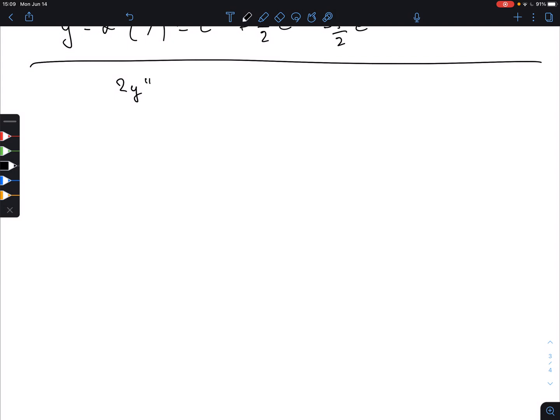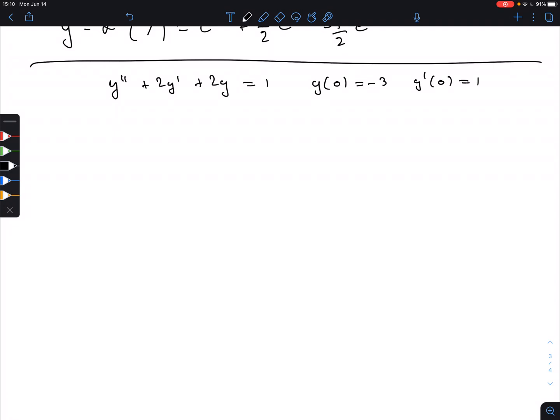2y double prime plus 3. Let me see. Is this the one I want to do, or is the next one? Okay, let me do the next one. Sorry. So y double prime plus 2y prime plus 2y equals 1. Initial conditions, negative 3 and 1.